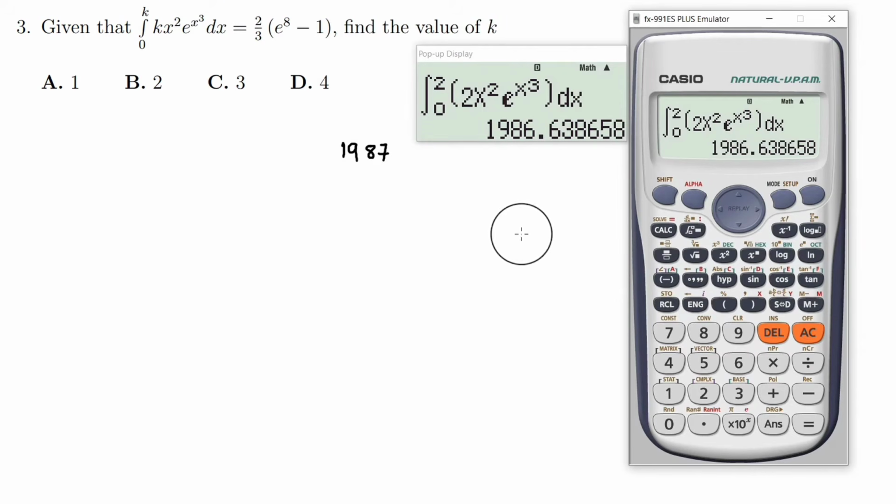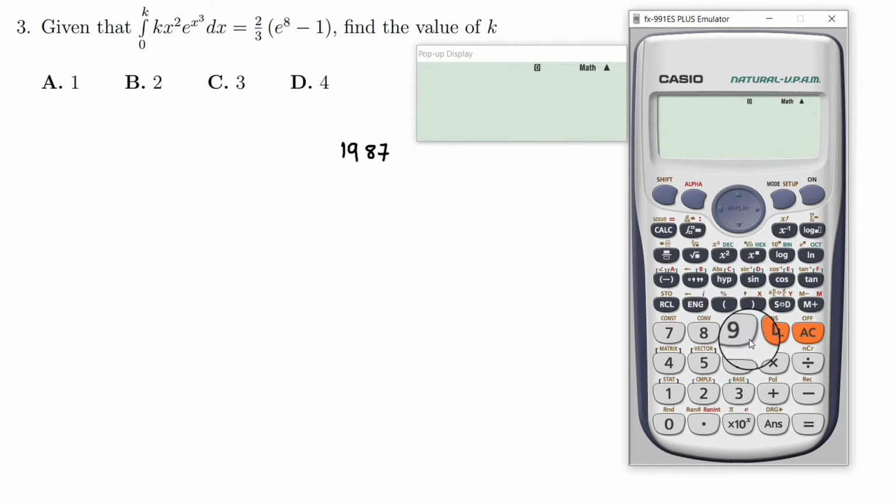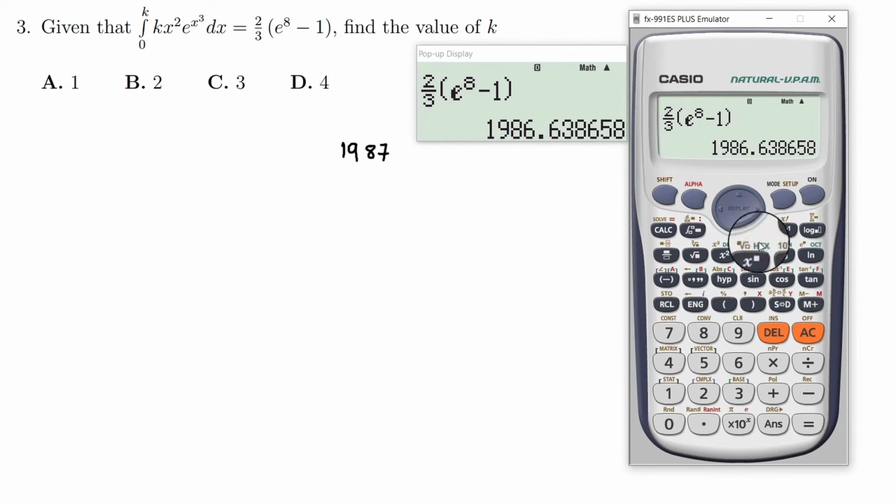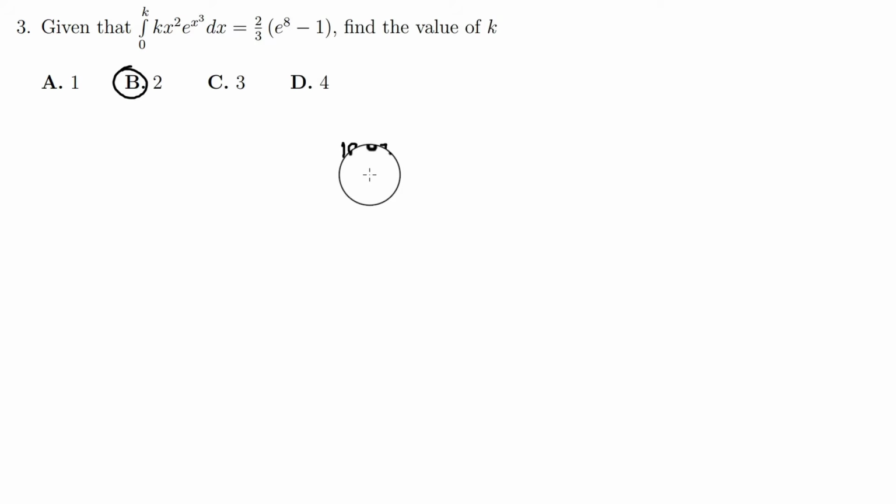But again, let's confirm our answer. Again, you can just write this out somewhere to be sure that your answer is correct. So we have 2 over 3 open brackets e raised to the power of, so we have the shift e raised to the power of 8, then minus 1. So you can see that this corresponds to the former answer we had earlier. You can see that the answer corresponds. So that means the correct option here is what? Option B. Alright, so let's move on to the next example.